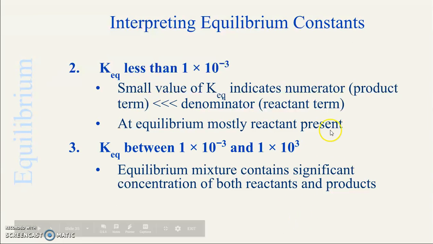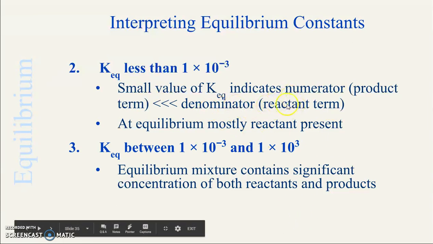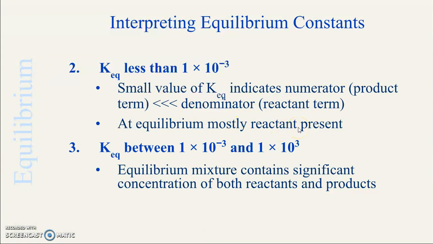At equilibrium, that implies that because there are so many more reactants, that's what's favored. That reaction is not going to go to products very easily, and so that might not be the ideal reaction you want to do if you're trying to make a certain amount of product.